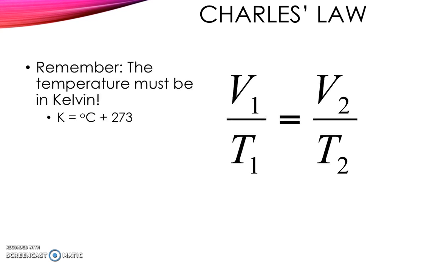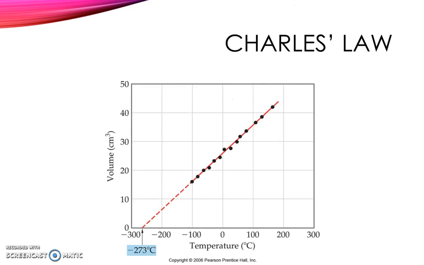We do need to remember that the temperature has to be in the Kelvin scale for the mathematical proportions to work properly. So you have to take your Celsius temperature, if that's what you're given, and add 273 to convert it to the Kelvin scale. Anytime you're working with the gas laws, your temperatures must be in Kelvin, or you will not do the problem correctly. Now, that actually comes from Charles' law.